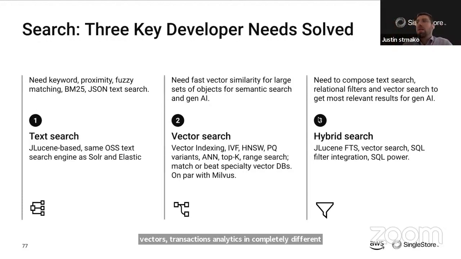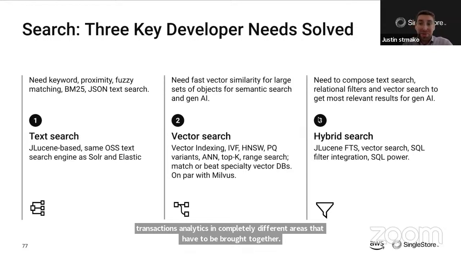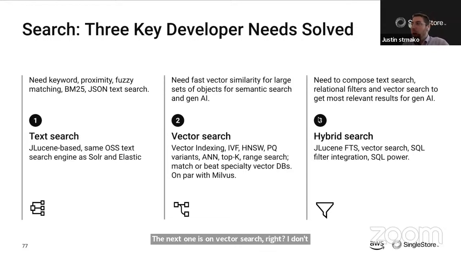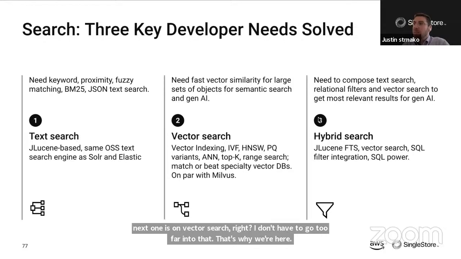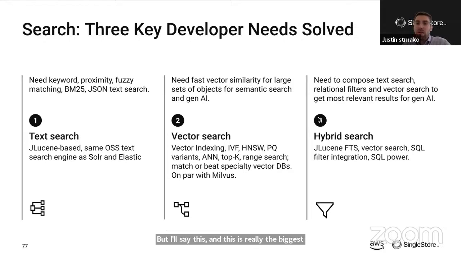The next one is vector search, right? I don't have to go too far into that. That's why we're here. But I'll say this, and this is really the biggest piece. Vectors are one of the most important things that we're going to see continue to push in the next 10 years, right? We've already seen a huge shift in the way that businesses actually do business and engage with their customers, chatbots, RAG, and really the sky's the limit at the moment.